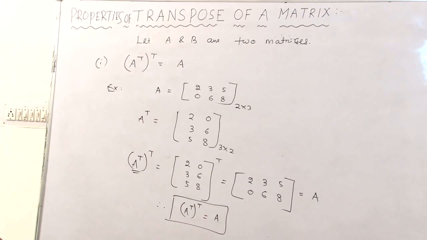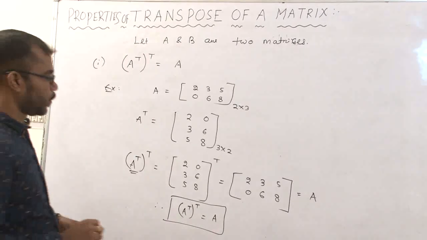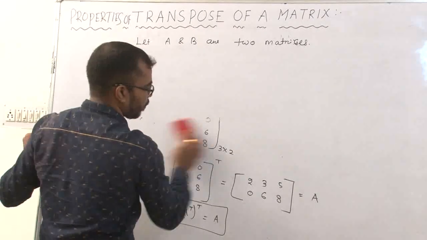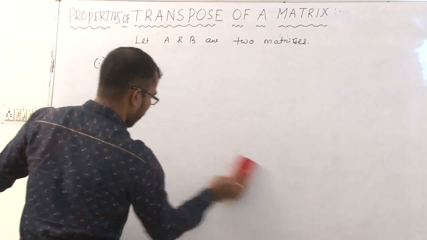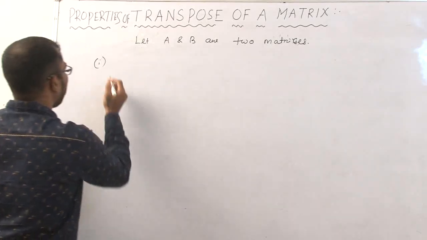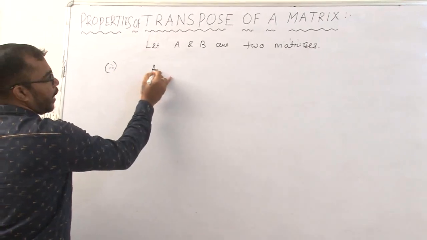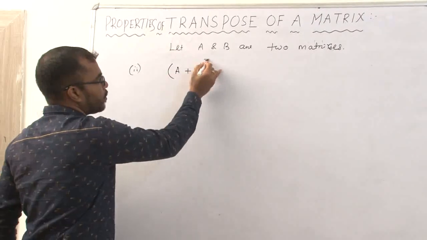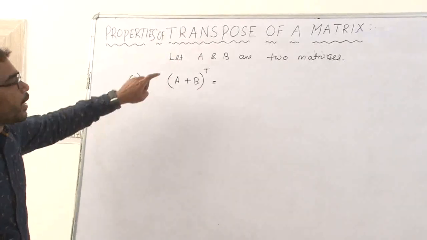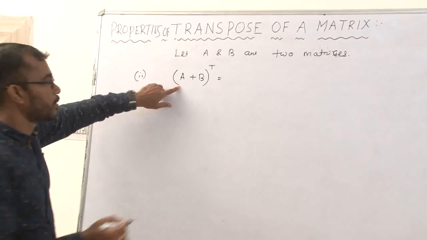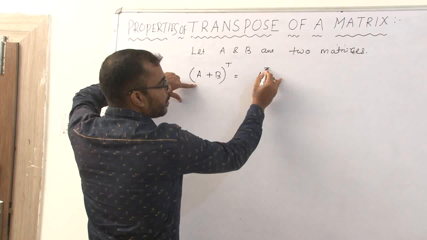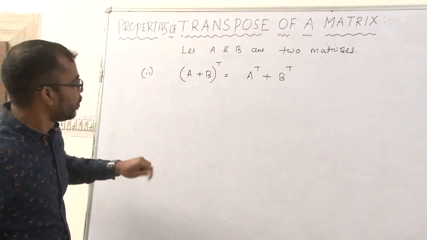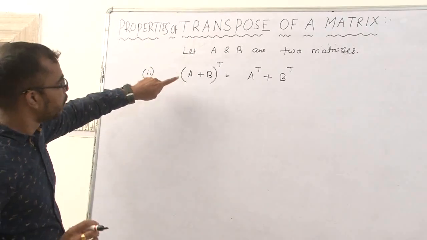Now we discuss property number 2, that is the sum of two matrices and its transpose. That means we can write (A plus B) whole transpose is equal to A transpose plus B transpose. Now we verify it with an example.